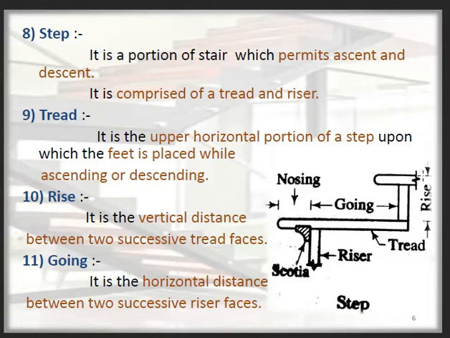There is a difference between a rise and a riser. Both are not the same thing. The rise is the vertical distance between two treads. That distance could be, let's say, 5 centimeters, that is the rise. And if we are saying riser, then this structure is known as the riser. So there is a difference between a riser and a rise.